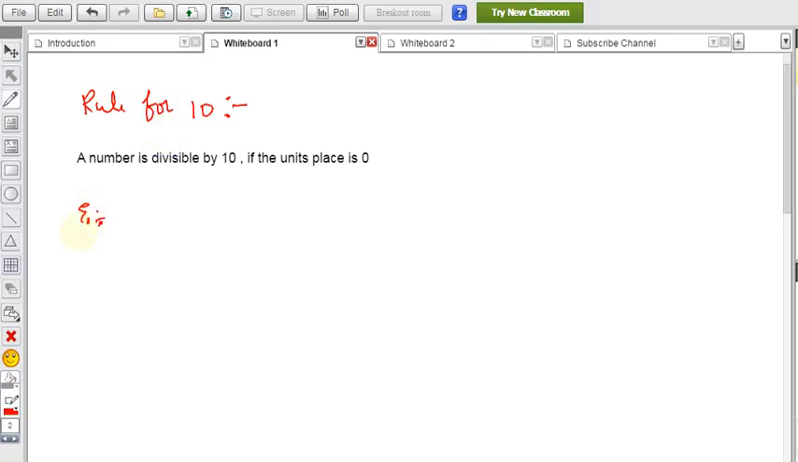Okay, examples: 810, the units place is 0. 9010, the units place is 0. 376390. Whatever the number, if the units place is 0, then that number is divisible by 10.